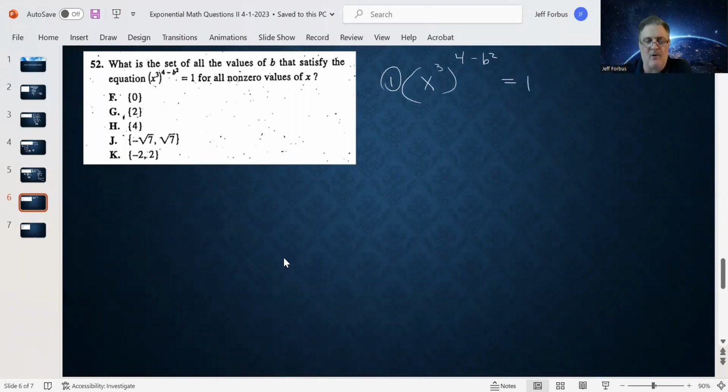Now, remember this, in this case we're working with exponential ideas. And so begin to think about how can I rewrite 1 with the idea of exponents. So I can rewrite 1 by saying x to the 0 power. Now I've got 1 in exponential format. Let's clean up the left side now. So this is going to be 3 times 4 minus b squared. So x raised to the 3 times 4 minus b squared.